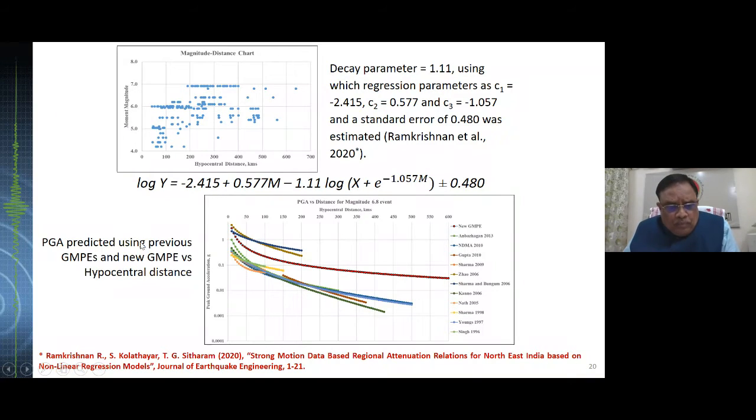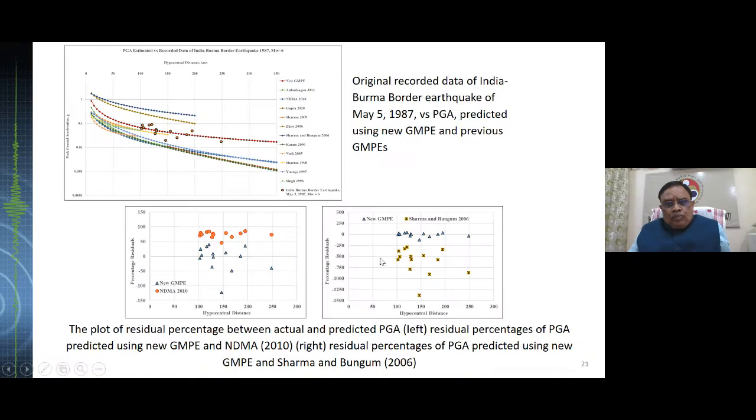Based on the hazard analysis, the decay parameter is listed here. For the PGA predicted, the top picture shows the magnitude distance chart, which shows that the gaps in the data in terms of magnitude and distance are very small when compared to the previous studies. However, I have to caution you that we do require some more data for a more elegantly presentable analysis. The bottom figure, based on the available data, shows that the new GMPE compares reasonably well with the past equations, and its capability to predict ground motion at a large distance, close to 600 kilometers compared to the past equations, is shown in this plot.